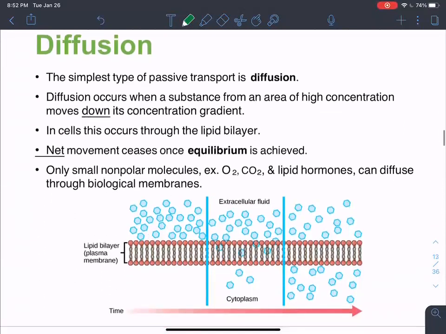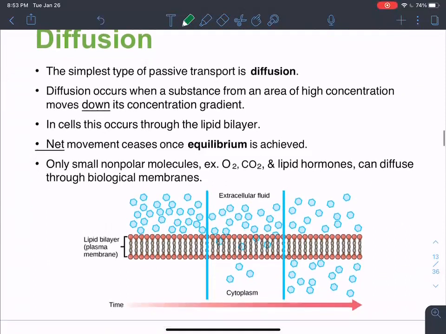All right, so now the simplest means of transport is diffusion. It's a passive transport, and it occurs when substances from an area of high concentration move down their concentration gradient. That means it goes from an area of high concentration to less concentration. It wants to kind of distribute evenly. So this is going to occur through the lipid bilayer. Net movement ceases once equilibrium is achieved. So once you get to equilibrium, it's done.